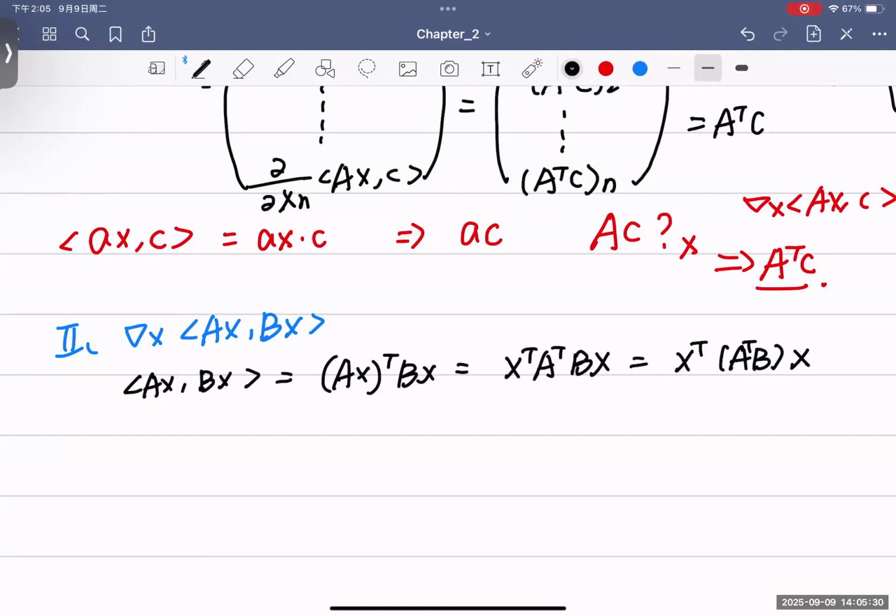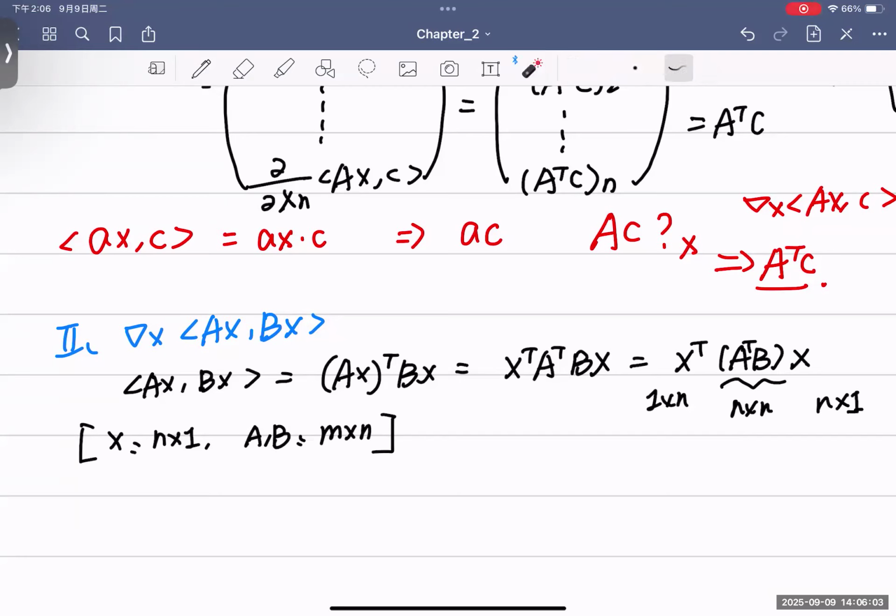So here we also assume that our x is an n times 1 vector, and A and B are m times n matrices. Therefore, A transpose B is n times n. So for X transpose, A transpose B, and X, these are the three sizes: n times 1, n times n, and n times 1.